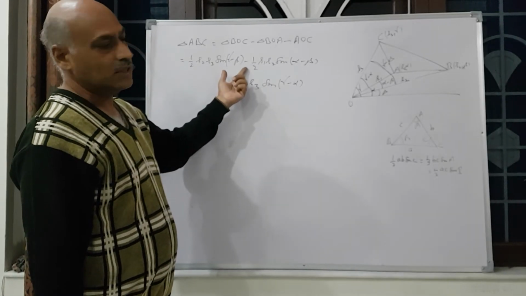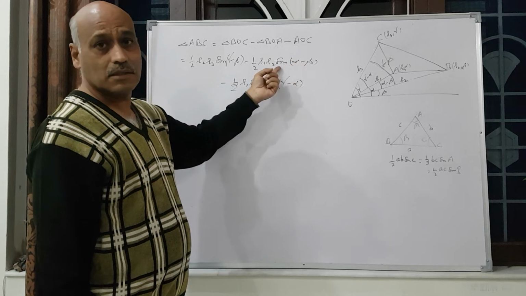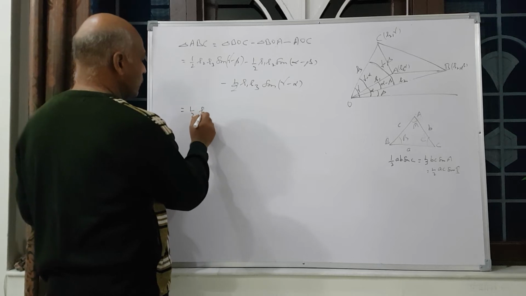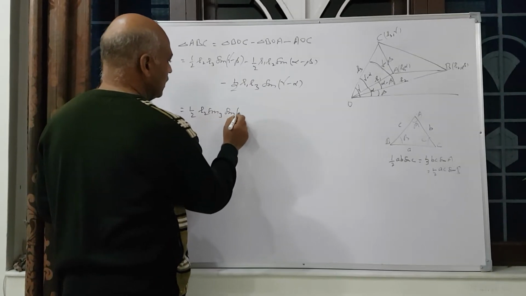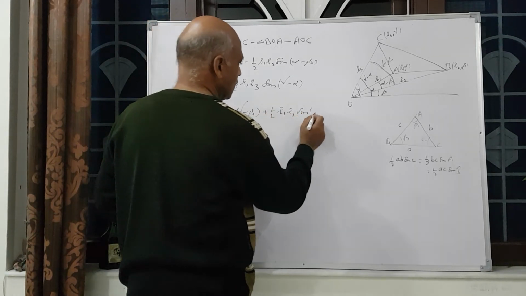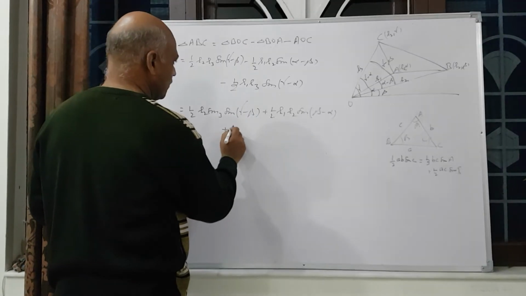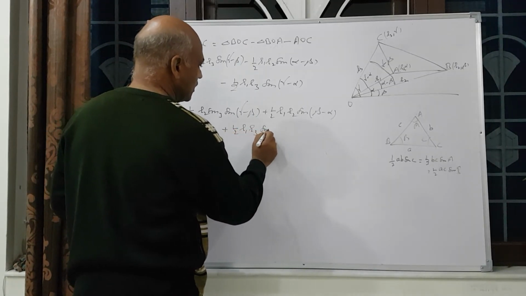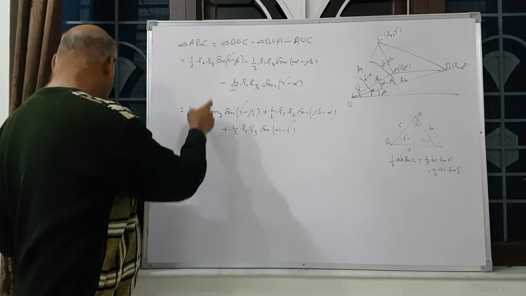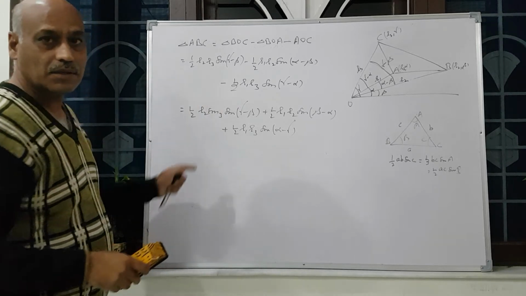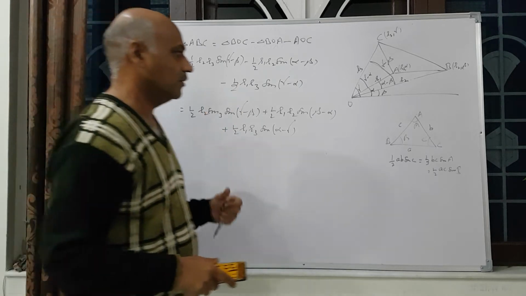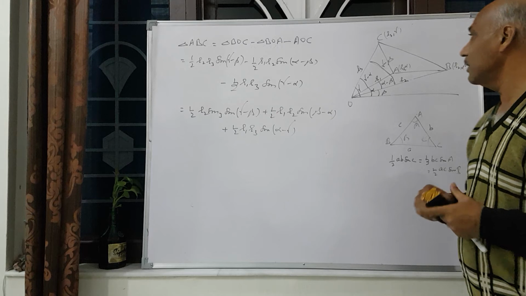Or if you make this positive, you can make it positive by taking minus outside. Sine minus theta is minus sine theta. Or you can write like this one, half R2 R3 sine gamma minus beta plus half R1 R2 sine beta minus alpha plus half R1 R3 sine alpha minus gamma. So you can put this in both forms. You can put minus here or you can put plus by taking minus outside. Okay. So this is the area of triangle ABC.